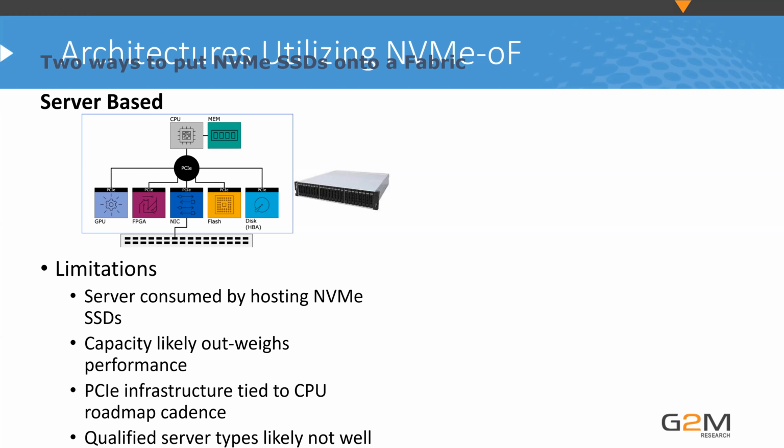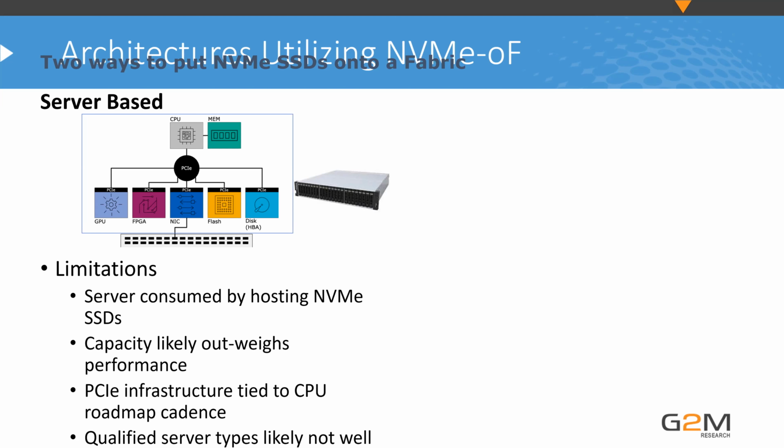What this results in is a situation where your capacity likely outweighs your performance. I'm showing a very typical 2U24 chassis on the right there. If you load that thing with 24 NVMe SSDs, you're not going to be able to utilize all of the performance that those SSDs can provide, because you're going to run into bottlenecks elsewhere in the system. So you'll have a high capacity box, but not necessarily the maximum performance that all those SSDs can provide for you.